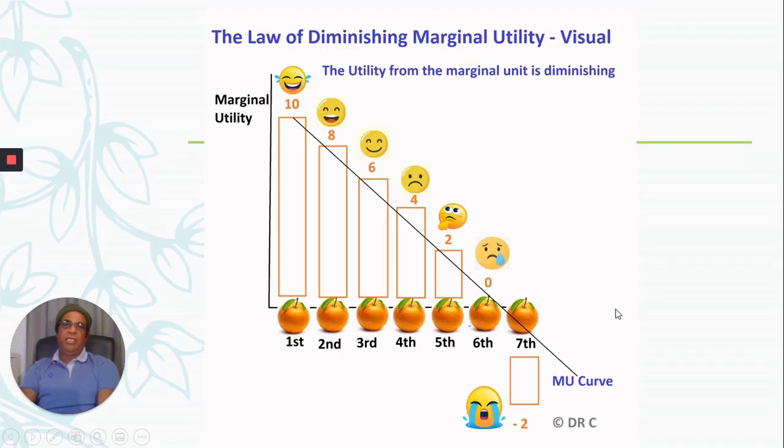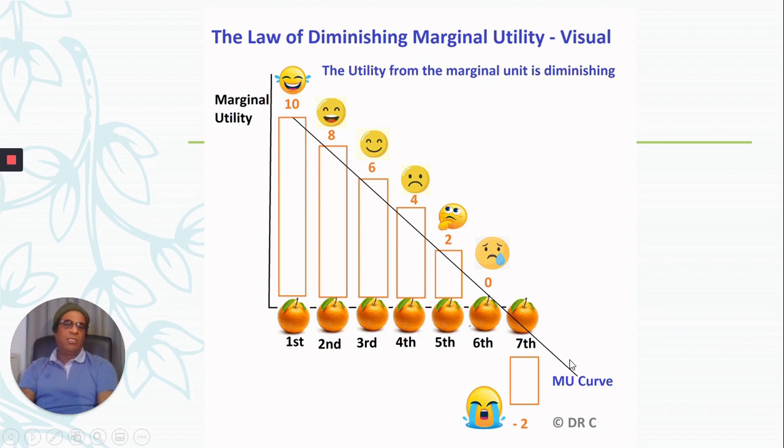So the first orange gives 10, the second orange 8, third orange 6, fourth orange 4. We already noticed this with the colored water experiment. So I am also using the emojis for a simple way. Suppose it is continuous, like a liquid or milk or juice, so we cannot count it as discrete like 1, 2, 3. Suppose it's continuous, so we get a downward sloping curve.